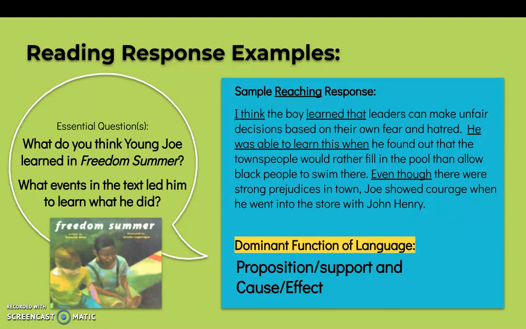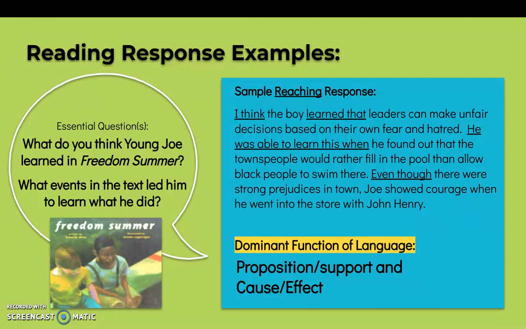So looking at this response, it really helps us be able to see that we have two dominant functions here. One would be proposition and support, and another would be cause and effect. As you look at the sample, see some of the language that might help you come to that conclusion. What matches up with the resources that you looked at from online?